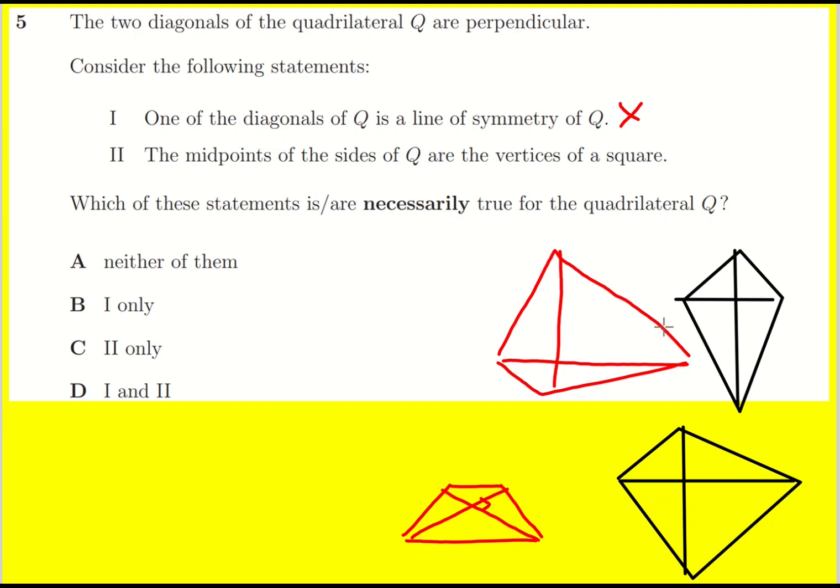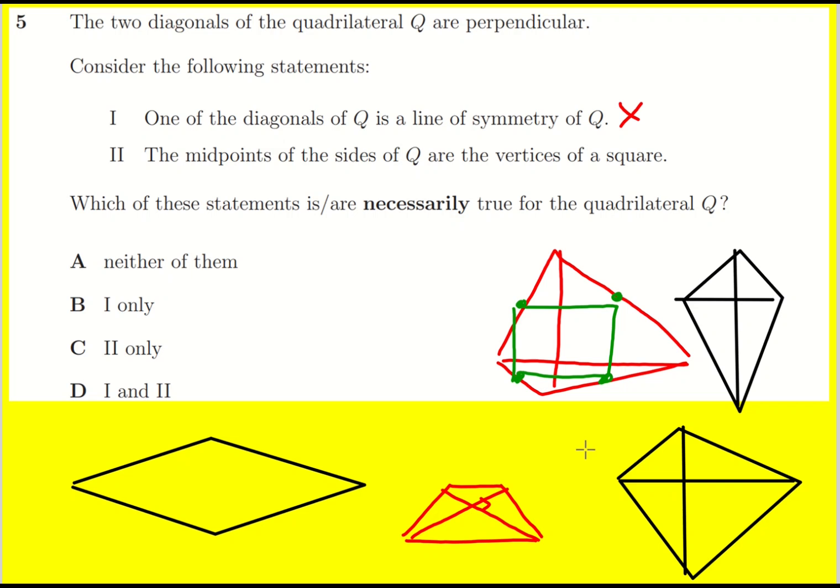And then, the midpoints of the sides of Q are the vertices of a square. So if I could look at the ones that I've already drawn, that's looking a bit like a square, to be fair. But what if I really elongate a kite? This is actually looking more like a rhombus, but it's still a kite.